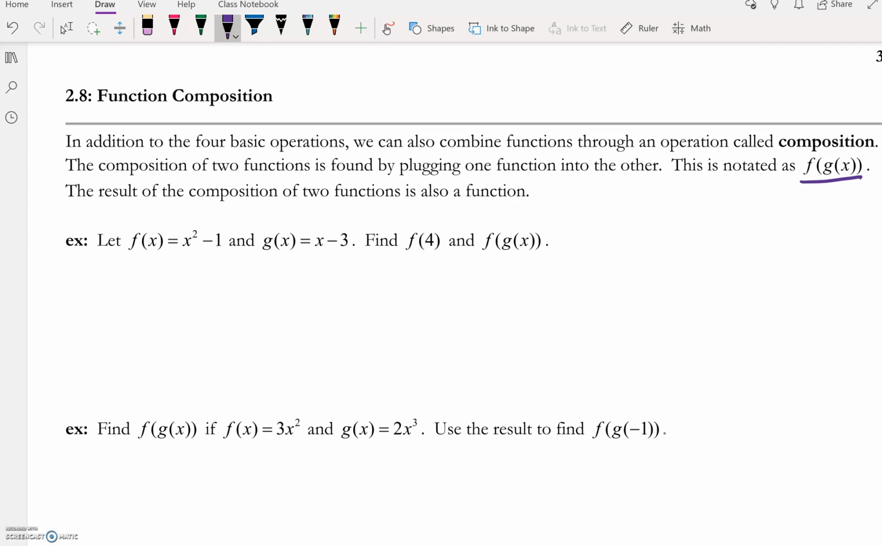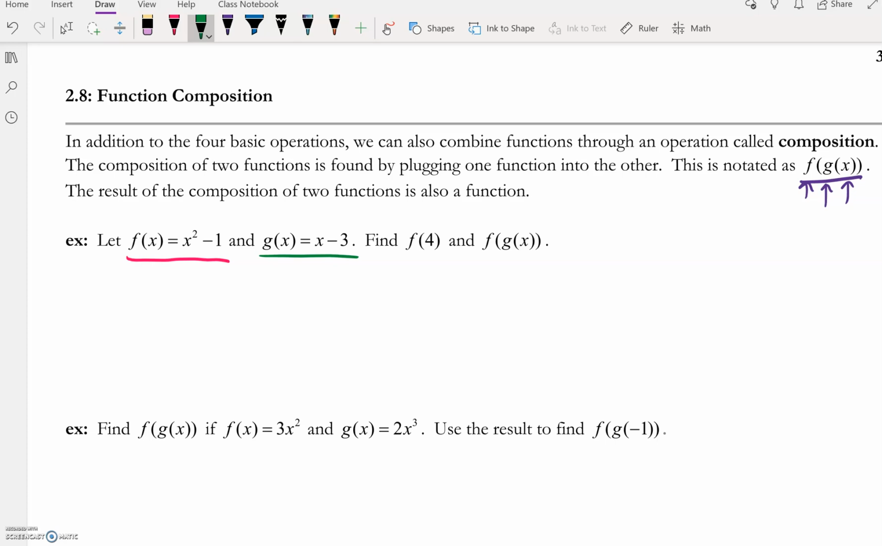So we just read it in order: f of g of x. The result of the composition of 2 functions is also a function. Let's look at these 2 that were given. I'm going to color code these. I've got f of x is equal to x squared minus 1, and g of x is equal to x minus 3.